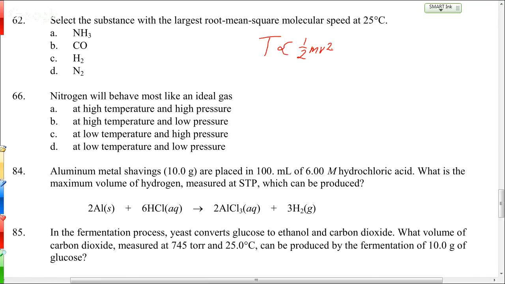Yeah, the one with the smallest mass. So if m is smaller, then v has to be bigger to compensate if we have the same temperature. So at the same temperature, a smaller particle will go faster than a larger particle. So of those four, which is the smallest? C, yeah, hydrogen's smallest. So that one's going to have the greatest molecular speed.